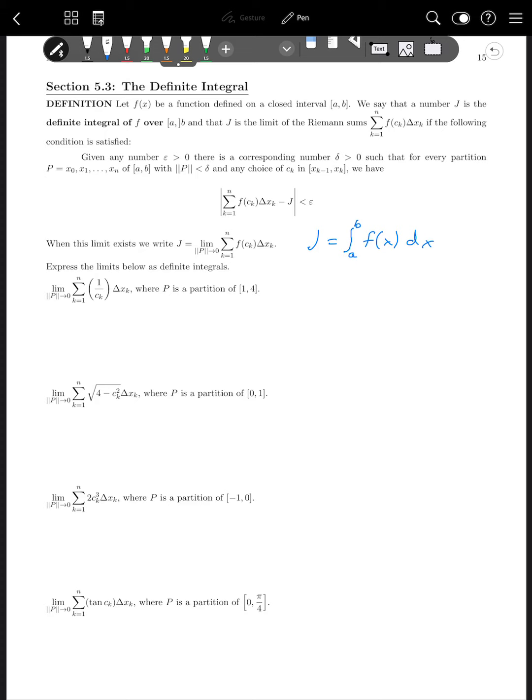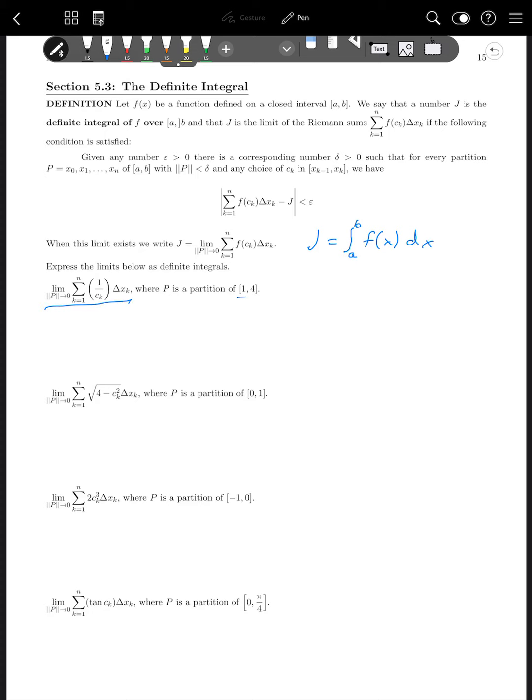So we can take limits and write them as definite integrals, and we can also take these definite integral symbols and write them as limits. So let's start out by taking the limits that we looked at in the last section and writing them as definite integrals.